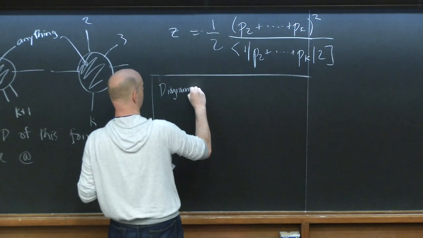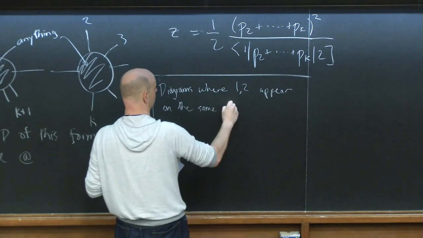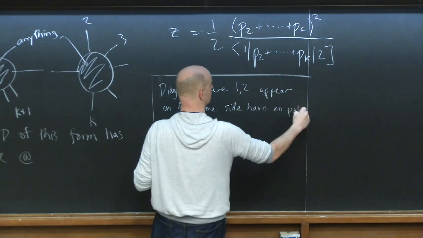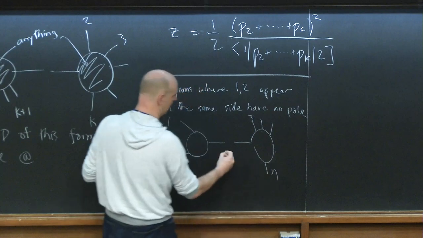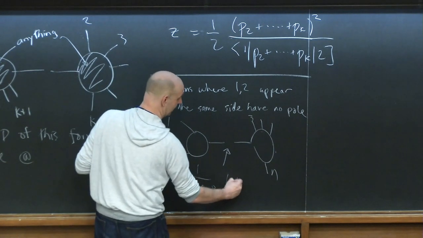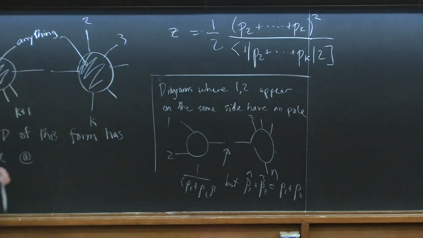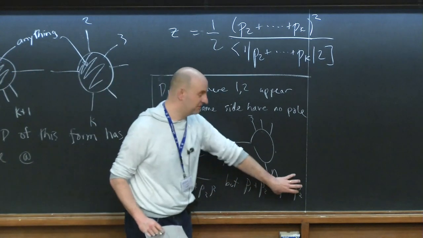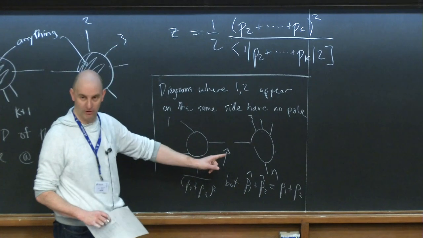Diagrams where 1 and 2 appear on the same side have no pole. If you had a diagram like this, 1, 2, and then something else, 3 up to n, this propagator here is 1 over (p1 plus p2) squared. But p1 hat plus p2 hat is exactly equal to p1 plus p2. That's the important property of the shift that we discussed last time. It preserves energy momentum conservation. So if you shift both p1 and p2, this sum remains constant. So this propagator doesn't depend on z, and so it does not have a pole in z.